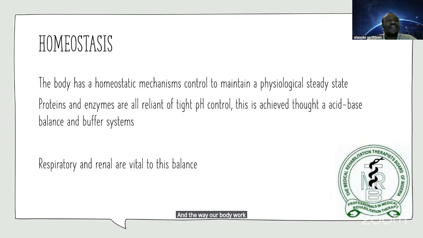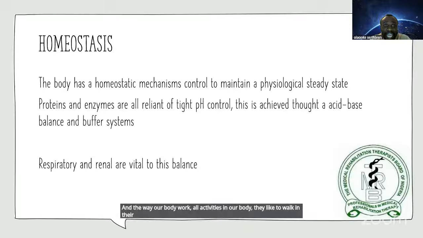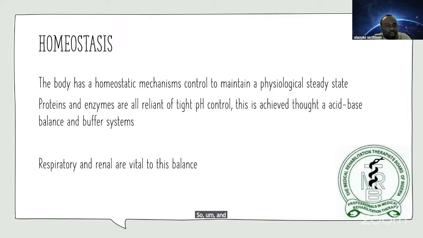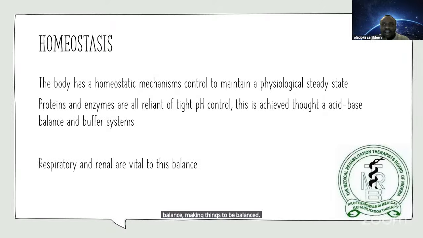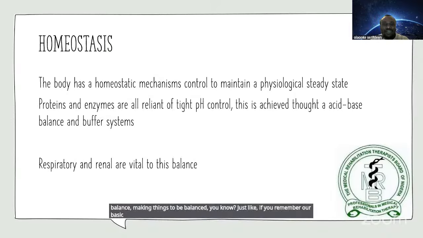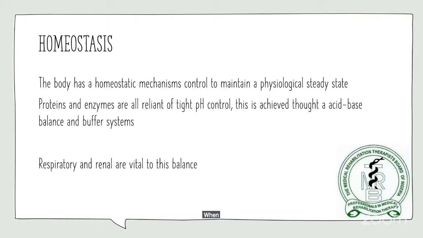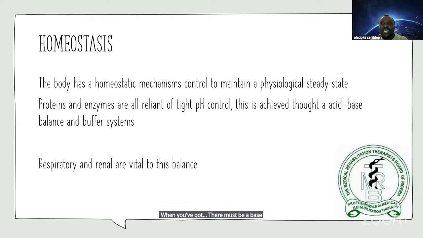all activities in our body, they like to work in their neutral environment. They like to work in their standard and stable environment. And what that means is the concept of homeostasis, which is just about balance, making things to be balanced. Just like if you remember from our basic secondary school chemistry, they will say when you have acid for a neutralization reaction, when you've got acid, there must be a base that will neutralize each other.